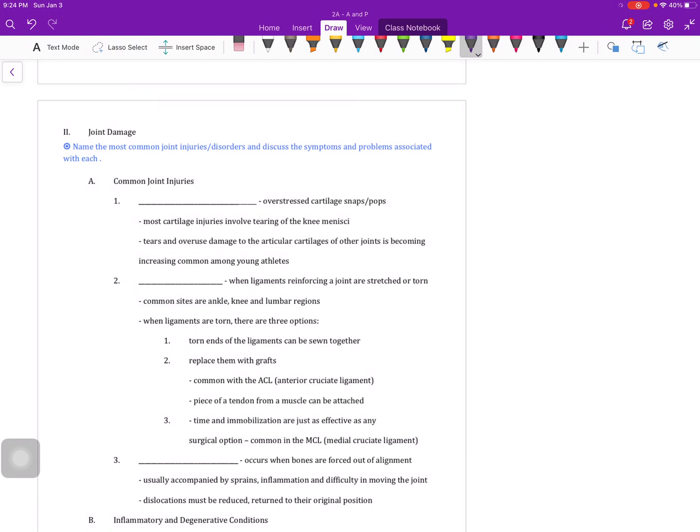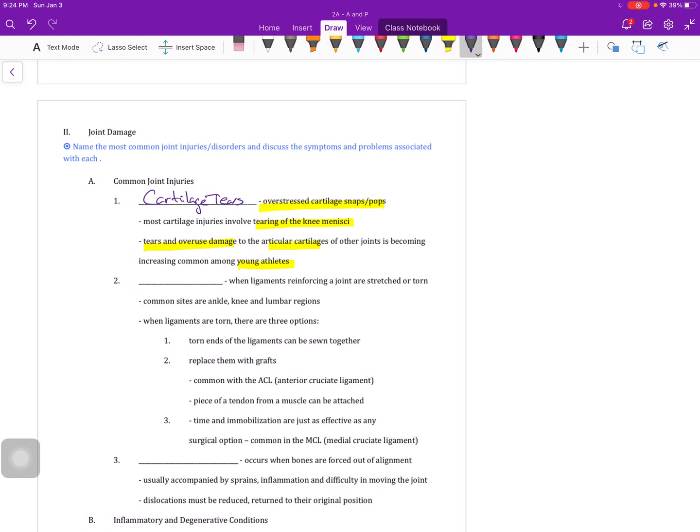We're going to name the most common joint injuries, disorders, and discuss symptoms and problems associated with each. So our first one is going to be cartilage tears. Overstressed cartilage snaps or pops. Most common one would be the tearing of the knee meniscus. Here it tears and overuse damage to the articular cartilage of other joints. You see this in young athletes, repetitive use.